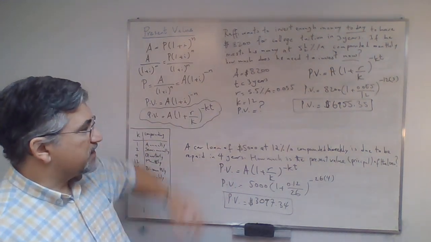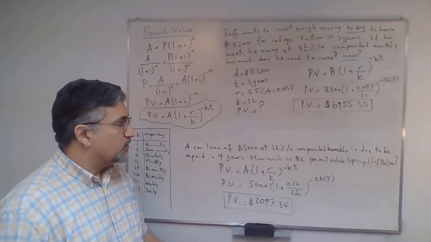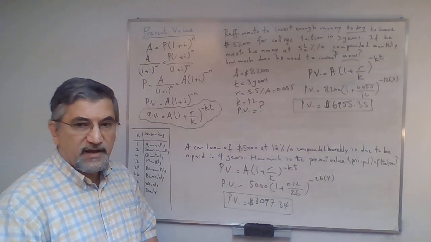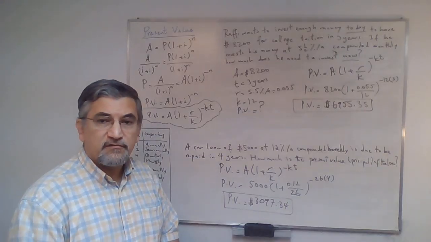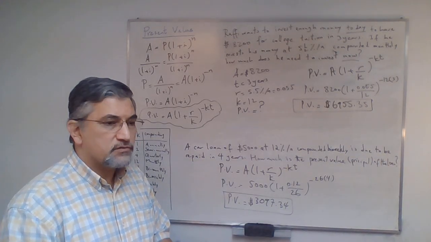I hope with these two examples, the college tuition and the car loan problem, you understood the application of the present value type of financial math problems. Of course, practicing is a key thing, so keep practicing.